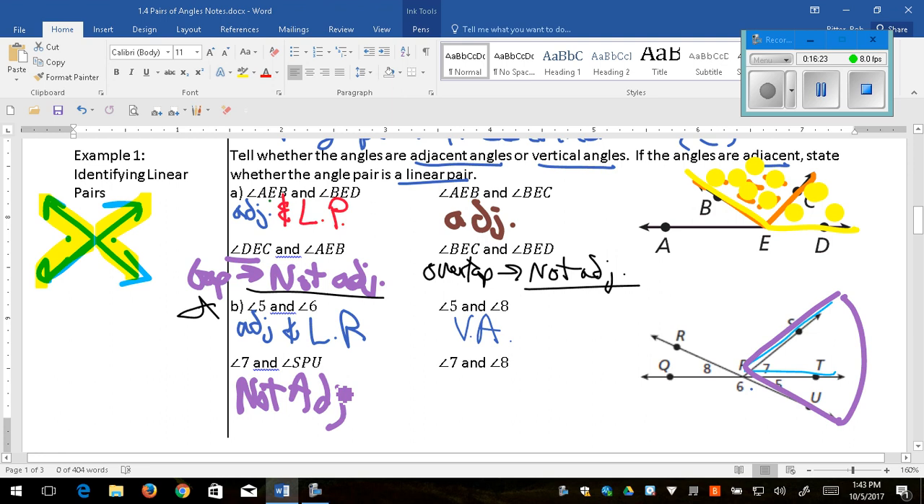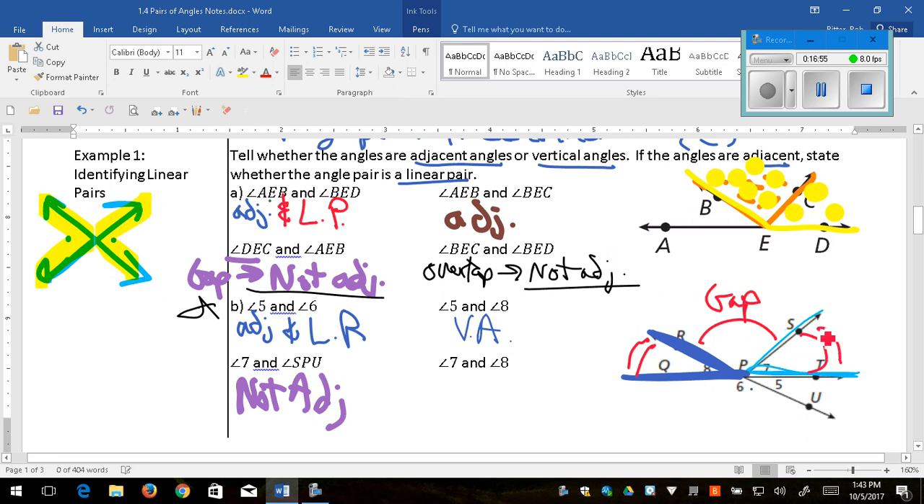And lastly, we have angles 7 and 8. Angles 7 and 8 at first glance look like they may form a linear pair. Here's angle 7, there's its ray. And here is angle 8, and here's its ray. So if you just look at those bottom rays, you're like, oh, I see a straight line. But they don't share a common ray. We have this gap in here, which means they don't actually form a straight angle. This is part of the straight angle, and this is part of the straight angle. But because of the gap, they don't form a linear pair, and because they don't have a common ray, only a common endpoint, they are not adjacent.